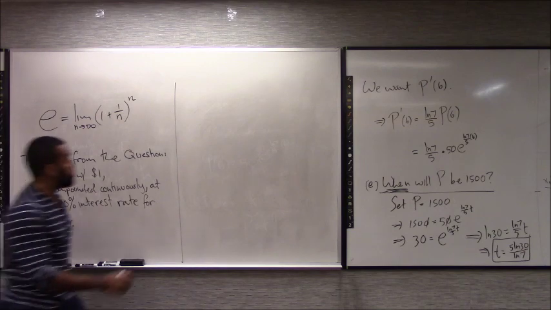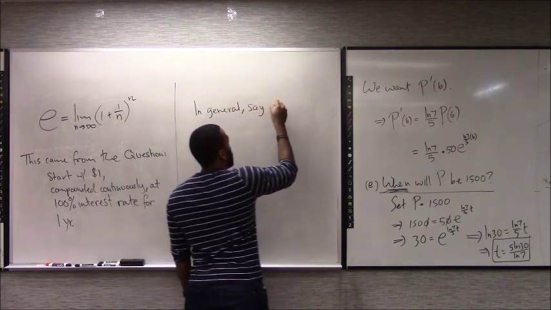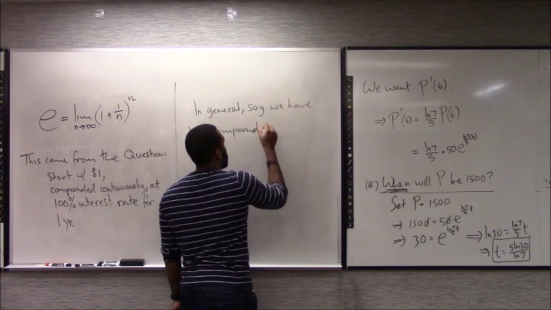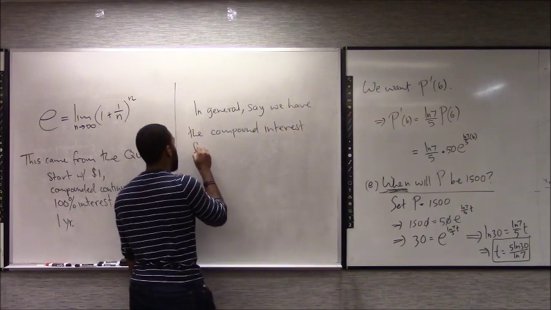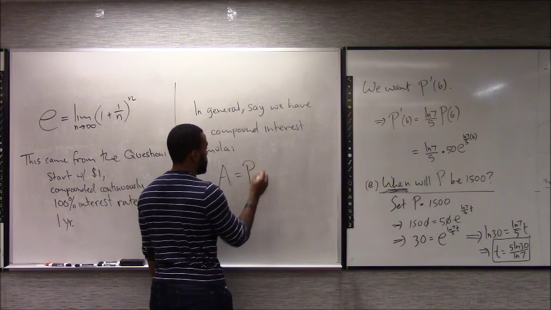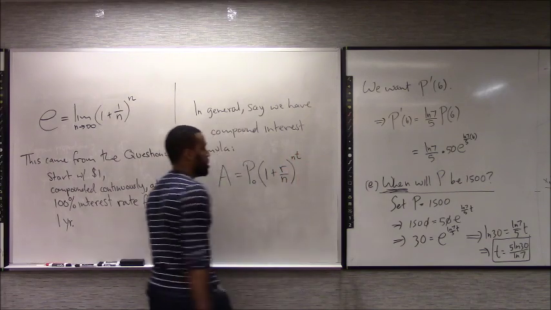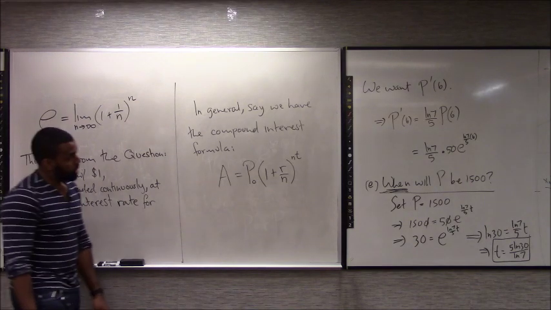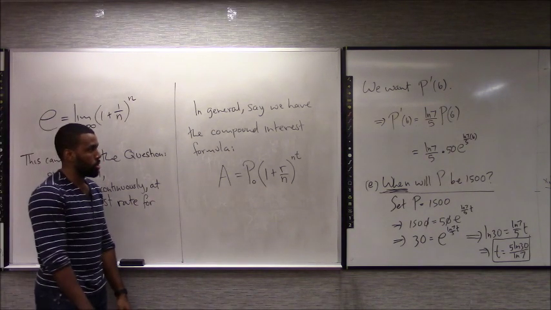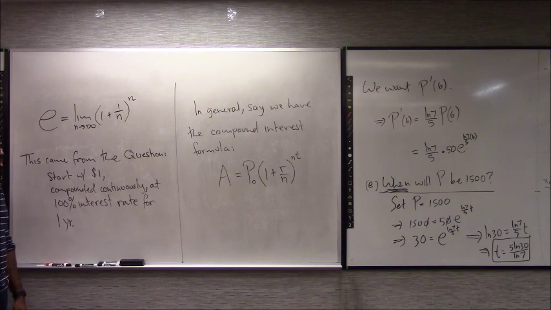So now, in general, say we have the compound interest formula. This is the formula that says the amount after some time is going to be whatever your initial amount is times 1 plus r over n to the n times t. This is the compound interest formula. And so r is going to be your interest rate, n is going to be the number of times that interest is added on top of interest, or as we say, compounded per year. t is the time in years.